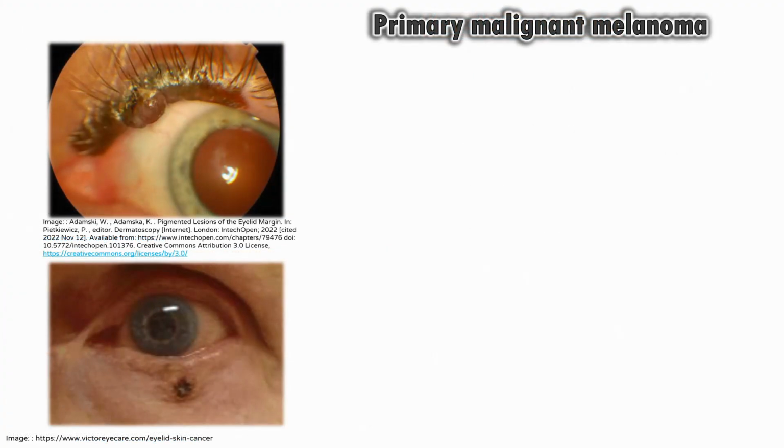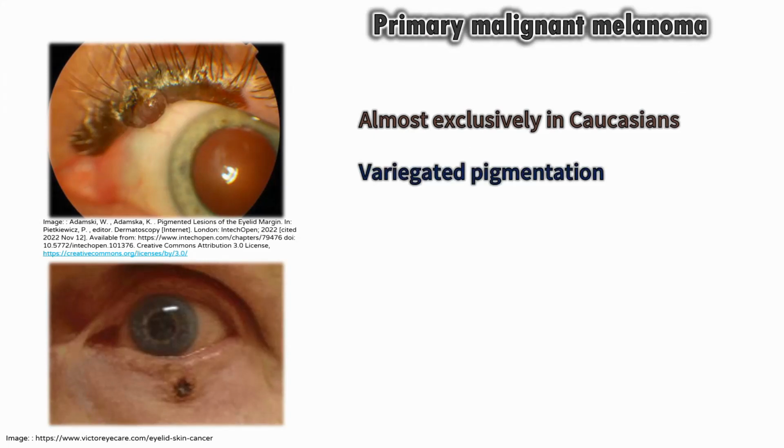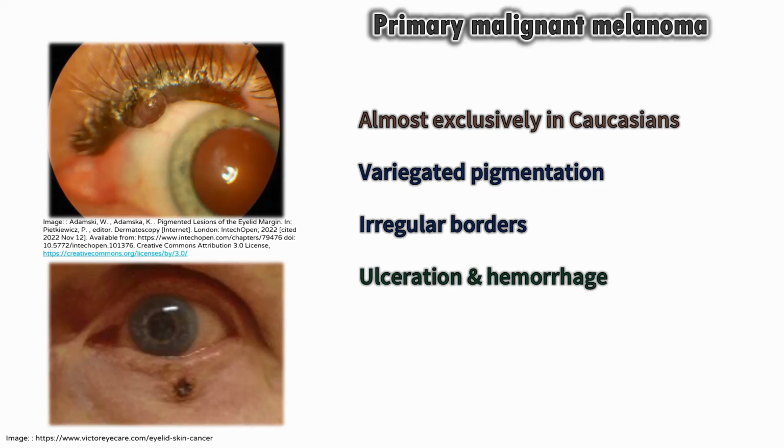A primary malignant melanoma of the eyelid occurs almost exclusively in Caucasians. Clinically, a melanoma appears as a variably pigmented mass with irregular borders that can bleed or ulcerate. It can mimic a pigmented basal cell carcinoma.